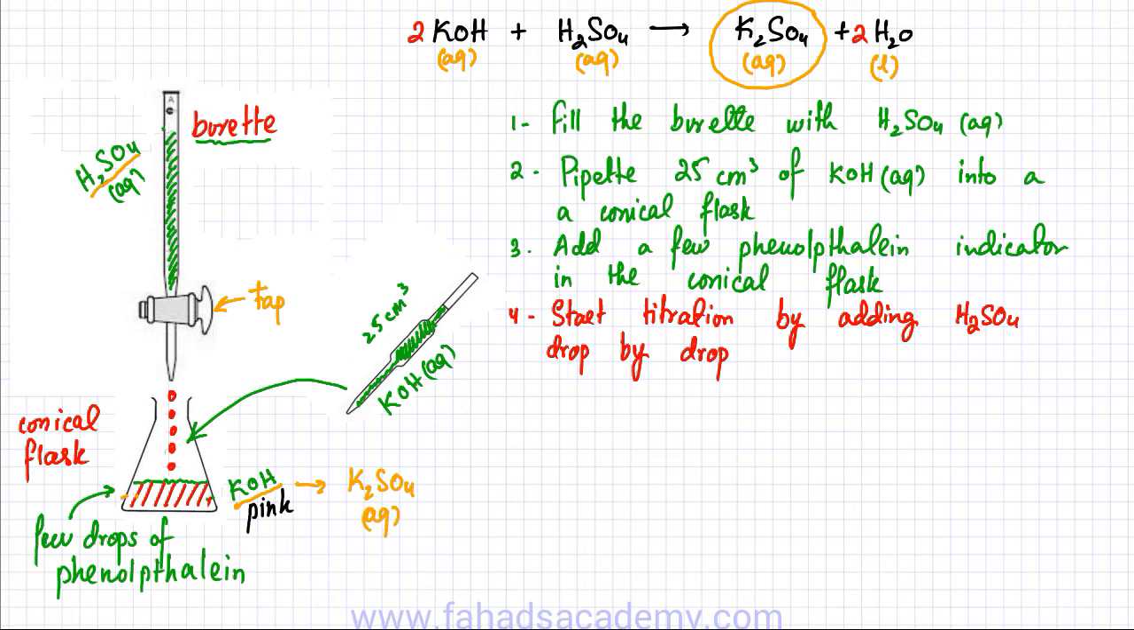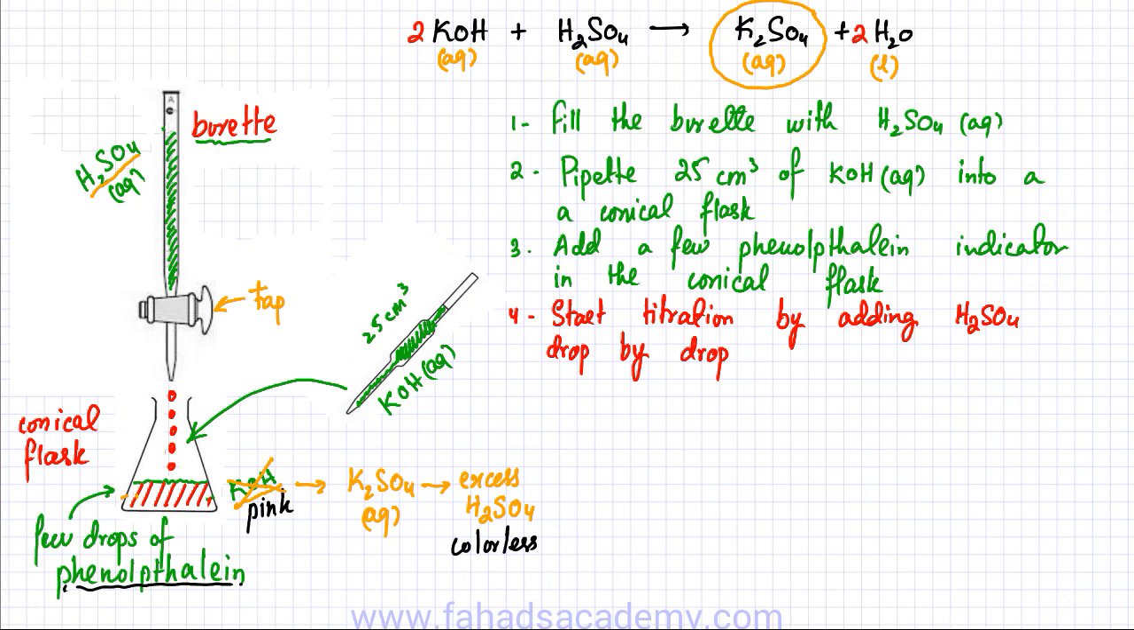At one point all the KOH would get used up, and once all the KOH has gotten used up, if you still continue to add H2SO4, then that H2SO4 would have nothing to react with. So the solution would have excess H2SO4, and once you've added excess H2SO4, the solution would become acidic, and the pink color that you had initially would turn colorless, because phenolphthalein is colorless in acidic solution.